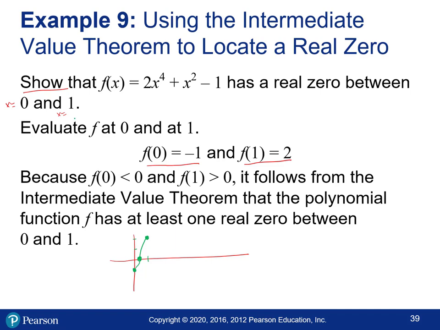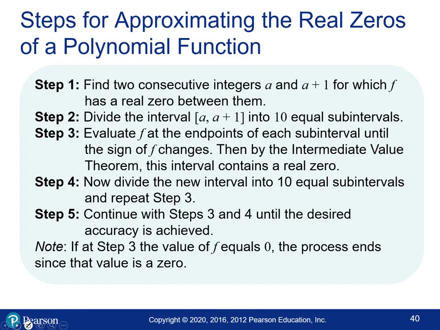So that's all that we needed to do here, just show that there's a zero in between those two numbers, and there is. Okay, so now how do we actually find that zero? We know it exists somewhere in between 0 and 1, but what is the value of that 0? What is that x number? Here's a process for approximating the 0.